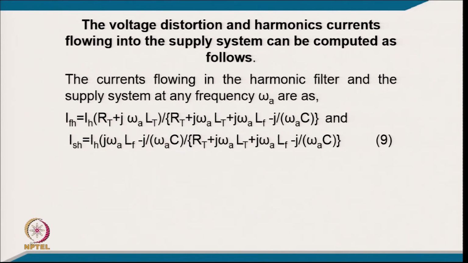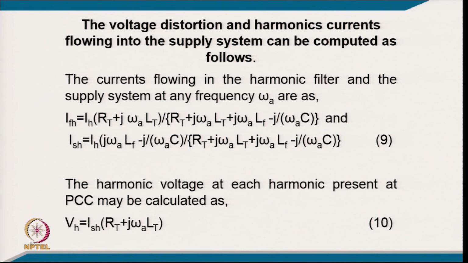Corresponding to the resonance, the current flowing into the harmonic filter and supply at frequency omega can be calculated like this. This is the filter current which will be flowing, and this is the current flowing into the supply system, where IH is the harmonic current for any particular harmonic flowing. So, how much harmonic current will go into the filter for the h-th harmonic, and how much into the supply, you can calculate like this, and the harmonic voltage at each harmonic produced.